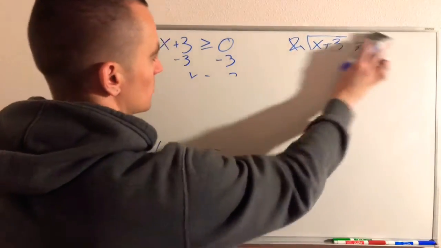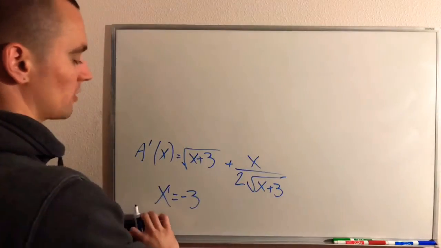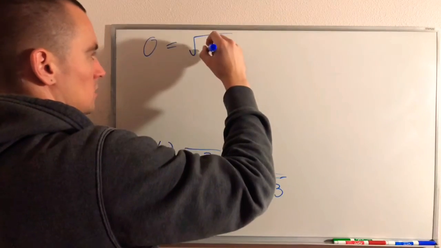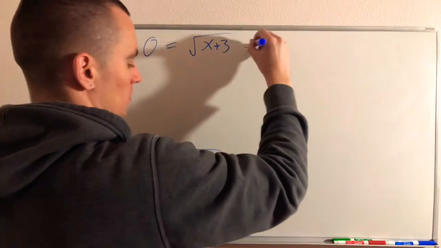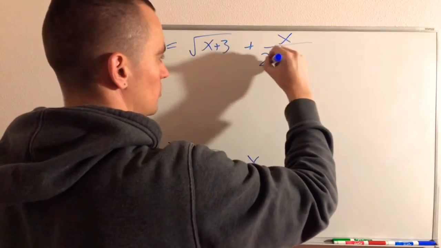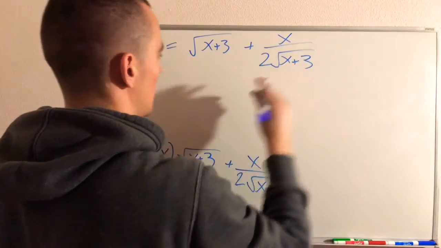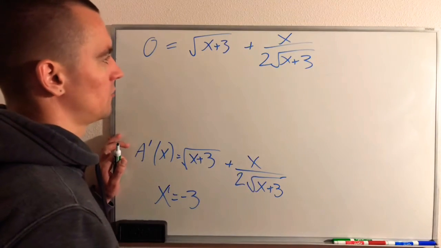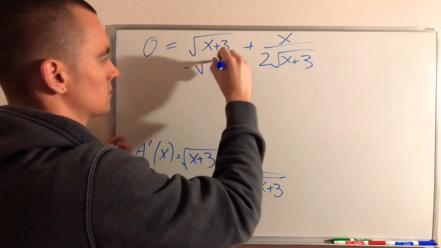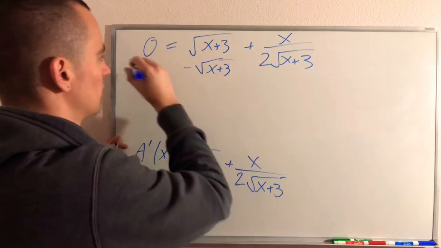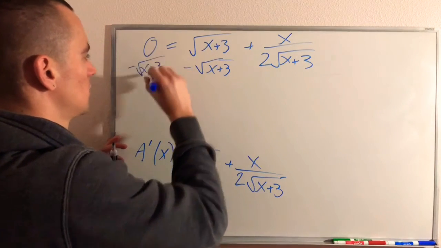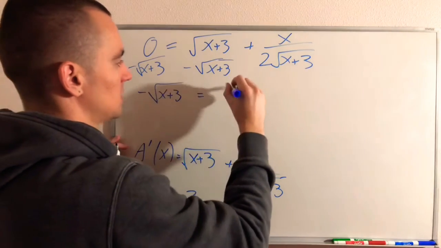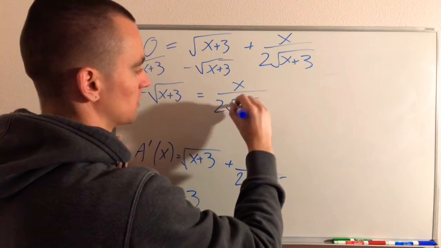Now what we also need to do is take our function, or our derivative of our function, and set it equal to 0. So we're going to get 0 equals square root of x plus 3 plus x over 2 times the square root of x plus 3. And we need to set it equal to 0 and solve for that. What we can do is, if we subtract the square root of x plus 3 over to the other side, that'll give us negative root x plus 3 equals x over 2 root x plus 3.